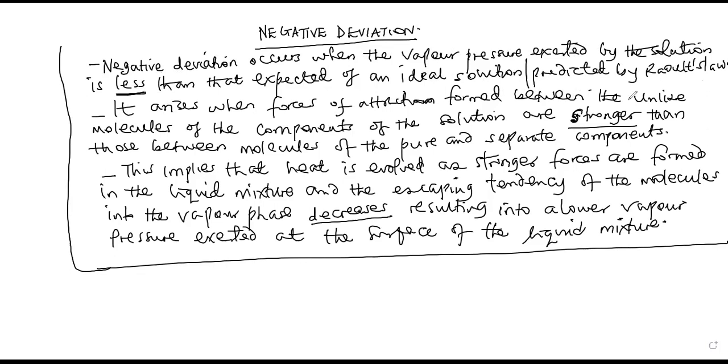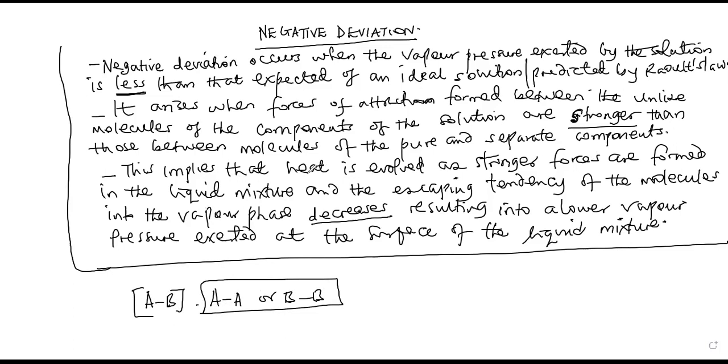It arises when the forces of attraction formed between unlike molecules of the components of the solution are stronger. If you have components A and B, this is the mixture. If A and B are liquids, the forces of attraction formed between unlike molecules are stronger than those of the pure and separate components. This is quite different from the other, where the forces of attraction are weaker, but these ones are stronger.